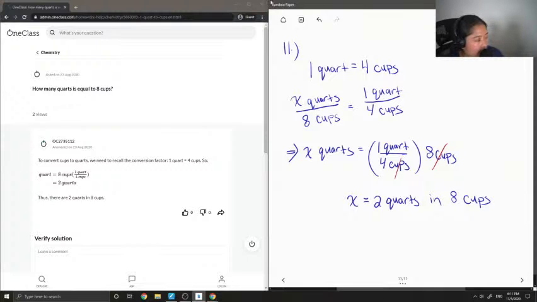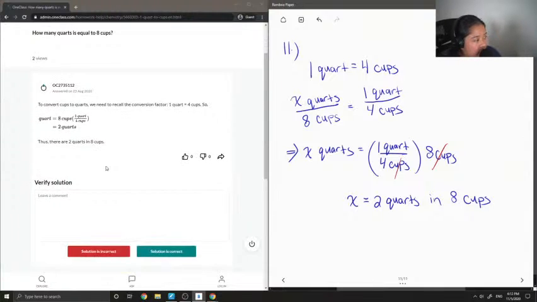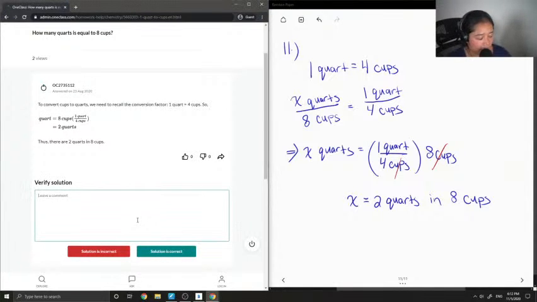Okay, so let's see what our junior tutor said. To convert cups to quarts, we need to recall the conversion factor. 1 quart is equal to 4 cups. So quarts is equal to 8 cups times 1 quart over 4 cups, which is equal to 2 quarts. Thus, there are 2 quarts in 8 cups. So this solution is correct.